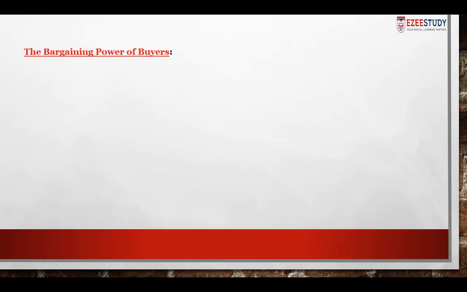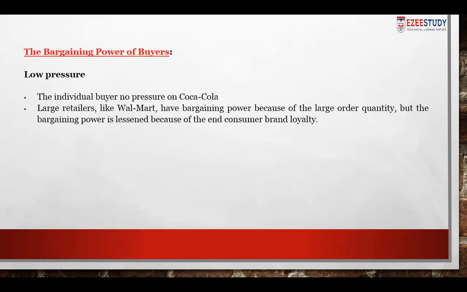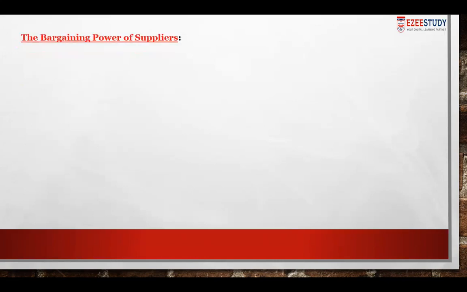So the bargaining power of buyers is low pressure, because Coca-Cola has a very high number of customers, and when you have a huge base of customers, the customers' power will be on a lower side. They won't get dictated by individual customers.